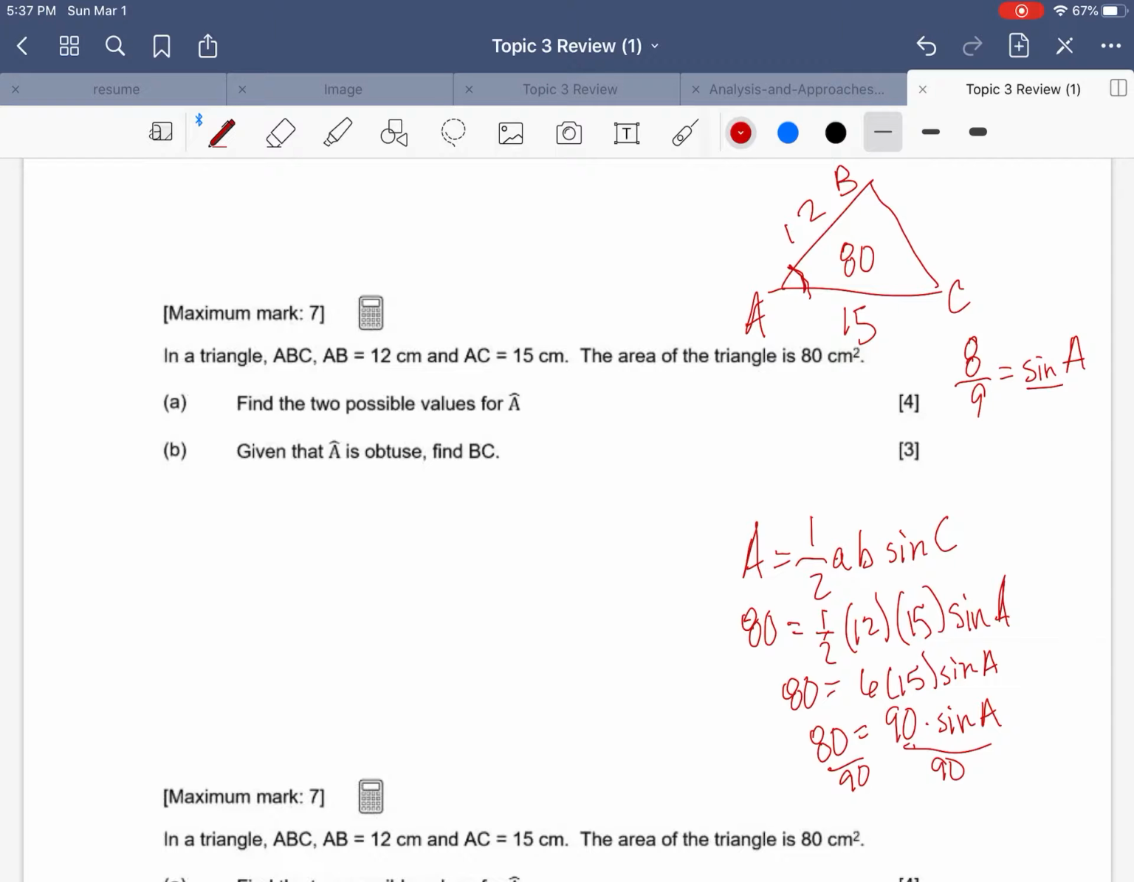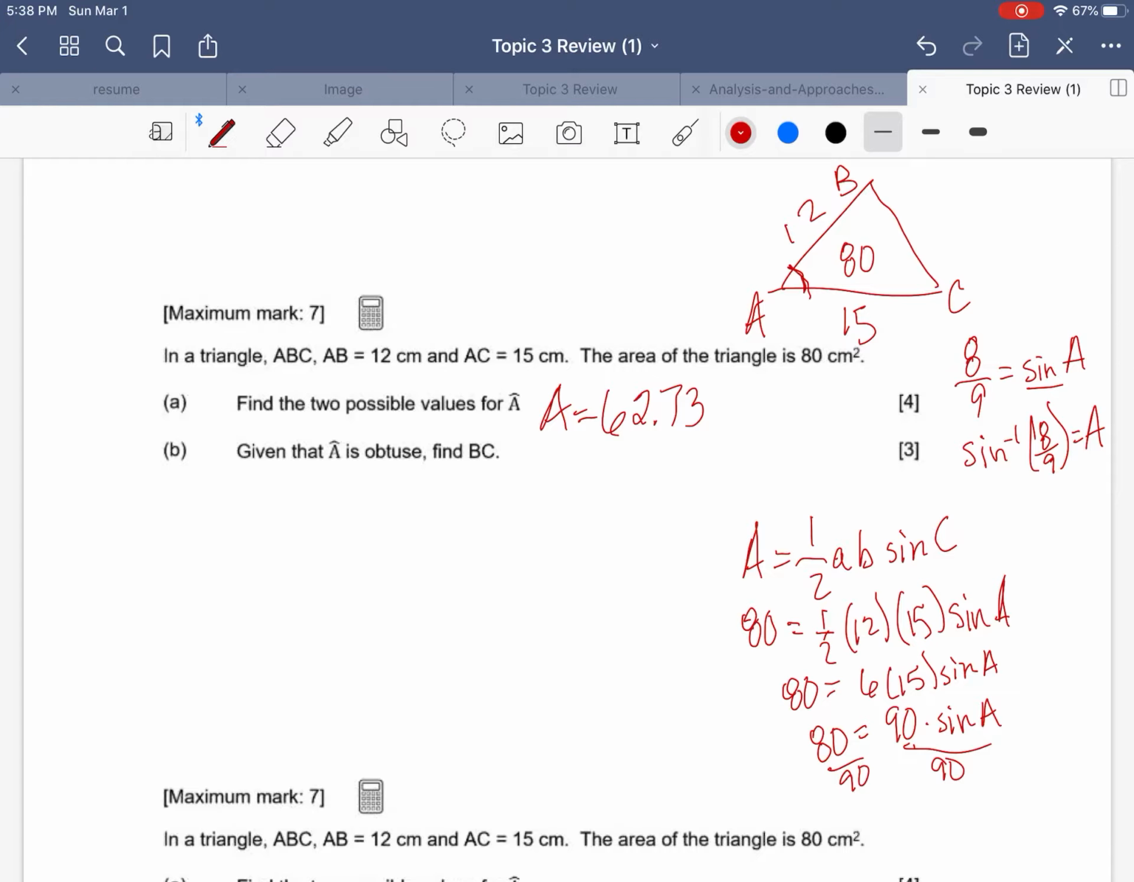To get rid of the sine and find angle A, we have to take the sine inverse. So we take the sine inverse of 8 over 9, which equals angle A. And we're going to put that in the calculator. Since we're working with a triangle, it should be in degrees. So I'm going to take the sine inverse of 8 over 9, which shows to be 62.73 degrees. So the first value of A is equal to 62.73.